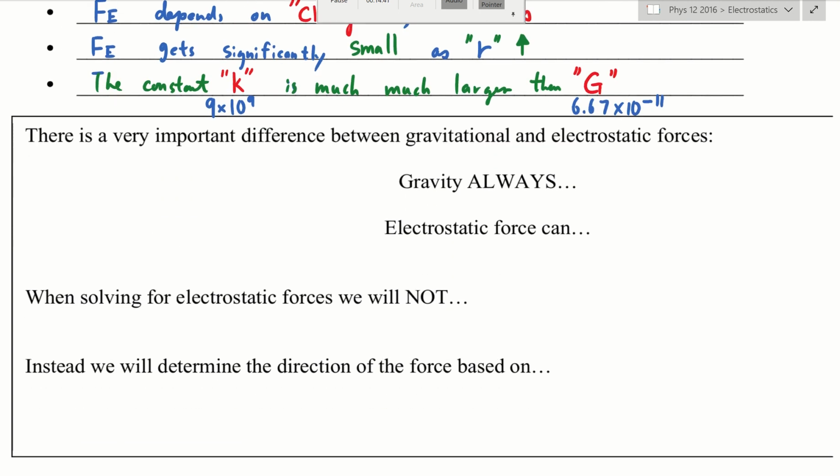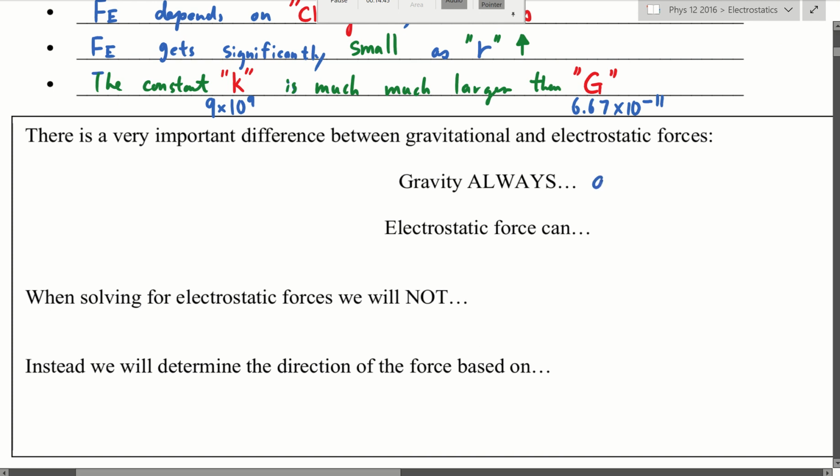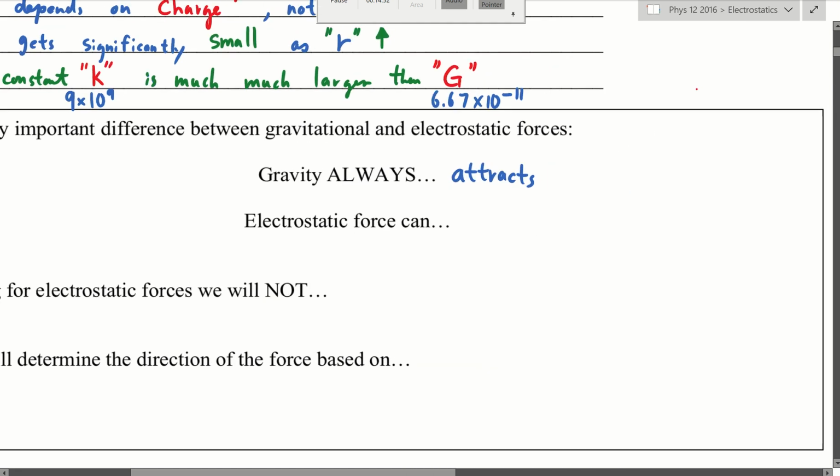Okay? So, a very important difference between gravitational force and electrostatic force is that gravity always attracts. I think we already mentioned that. Gravity always attracts, whereas the electrostatic force can either attract, so it could attract, of course, but it can also repel.